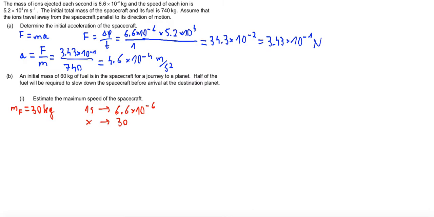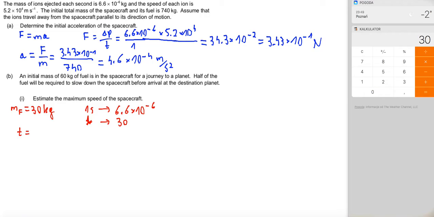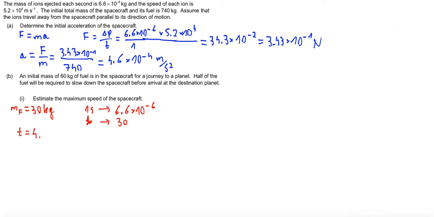Simple proportion: the length of the journey, which is time of course, is 30 divided by 6.6, which is 4.55 times 10 to the power of 6 seconds.